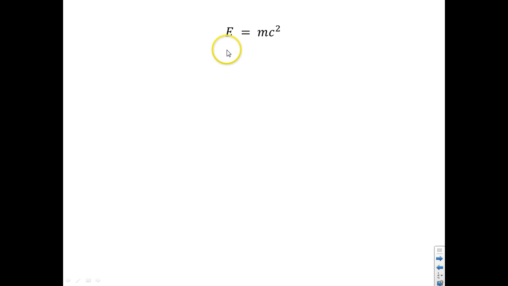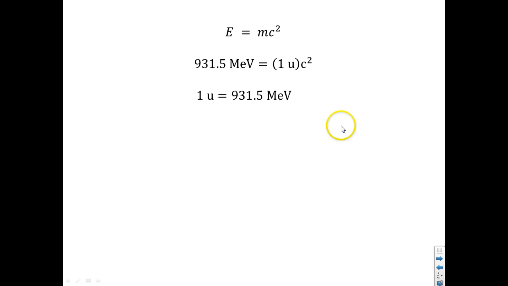So we have our equation, right? E equals mc squared, and we just said that 931.5 mega electron volts is equal to 1 u times c squared. So one atomic mass unit is really no different. Well, if we divide both sides by c squared, then 1 u is equal to 931.5 MeV over c squared. Or 1 u is 931.5 MeV times c to the negative 2.